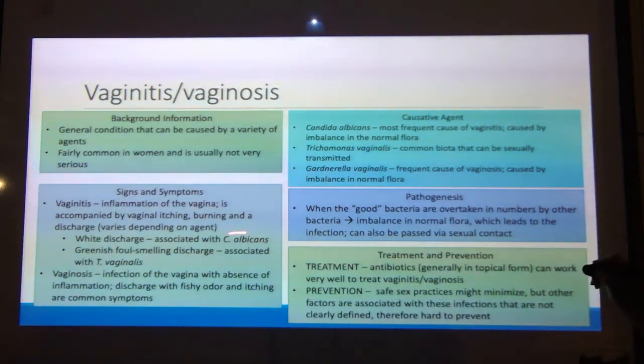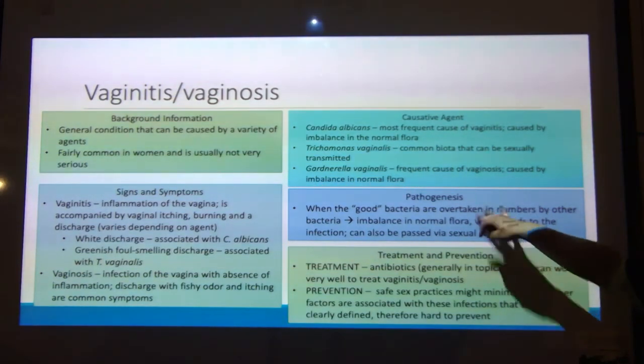So Candida albicans, C. albicans that I mentioned down here, is the most frequent cause of vaginitis. It's caused by an imbalance in the normal flora. When women get put on antibiotics and the bacteria that are normally there die off because of the antibiotic, you'll see a Candida albicans infection of vaginitis. Trichomonas vaginalis, it's a common biota that can be sexually transmitted. Gardnerella vaginalis is a frequent cause of vaginosis, and it's again caused by that imbalance in normal flora.